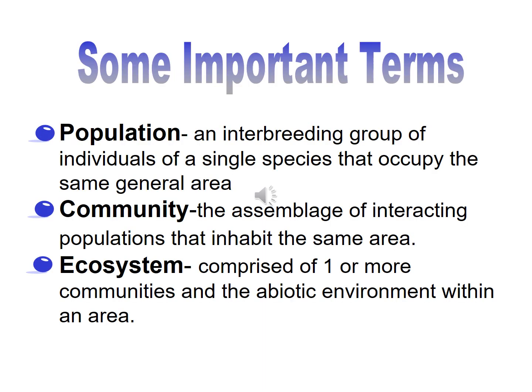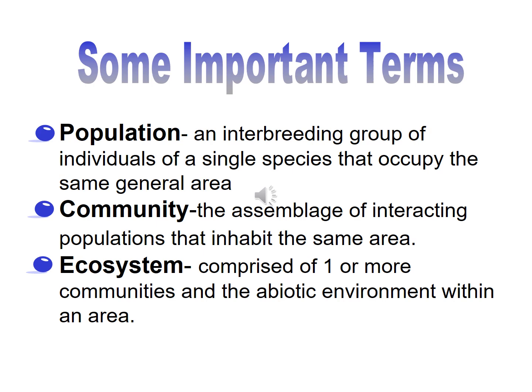Some important terms. A population is an interbreeding group of individuals of a single species that occupy the same general area. You could add a temporal factor to that too, in the same period of time. So these are individuals of one species that interbreed. They don't breed with other populations outside of the area, typically, and that's how a population is delimited.